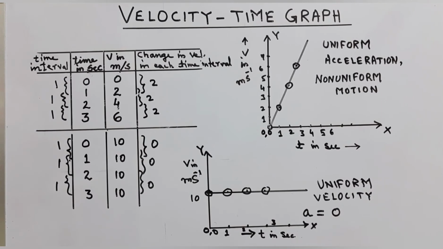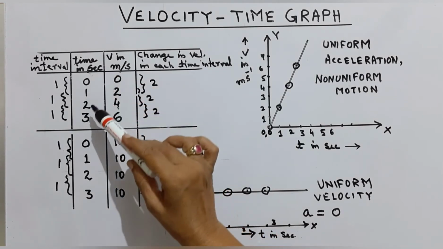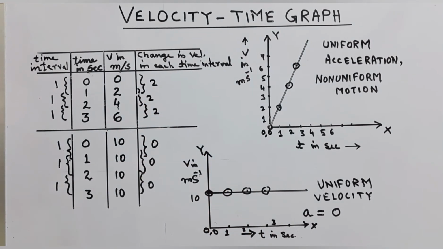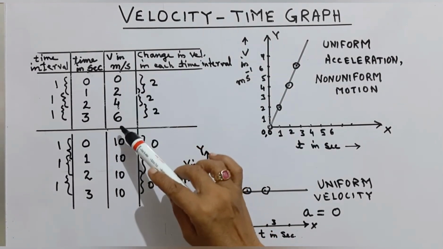A velocity time graph is plotted by taking time along x-axis and velocity along y-axis. Let us consider the motion of an object in different situations where the velocity at regular time intervals is given. Here we have, in the first case, time in seconds, that is 0, 1, 2, 3, etc. and velocity at such times 0, 2, 4 and 6.